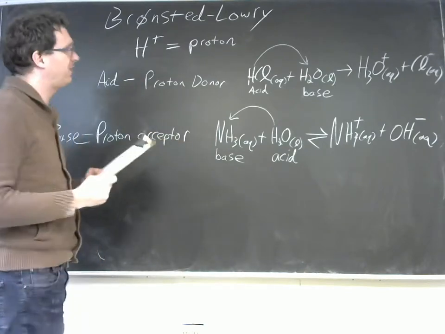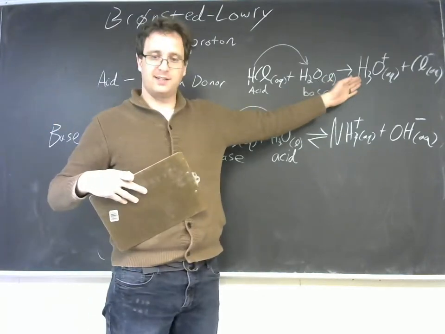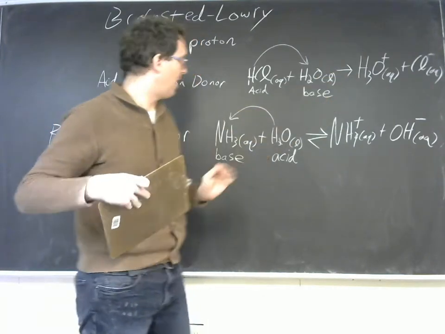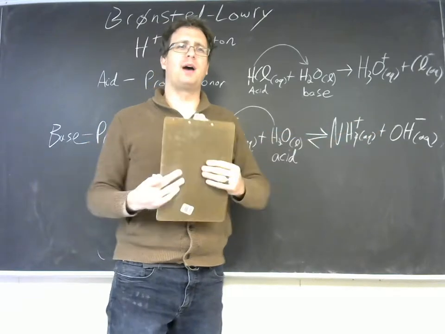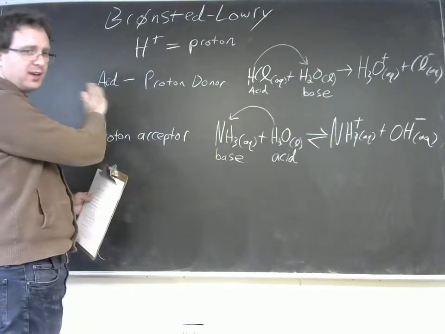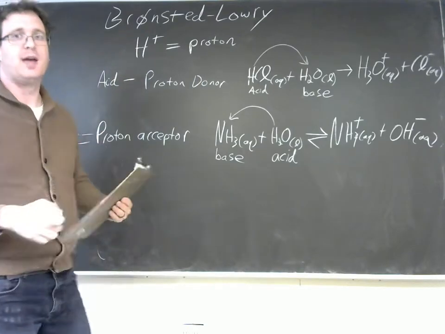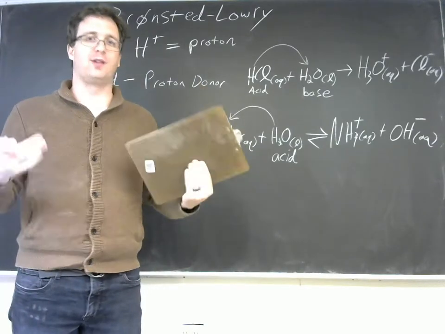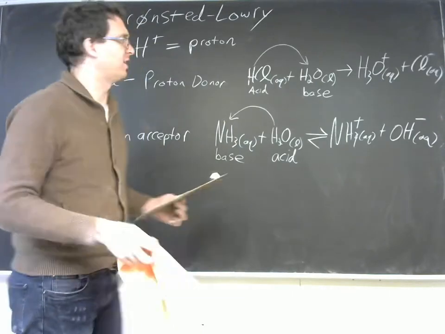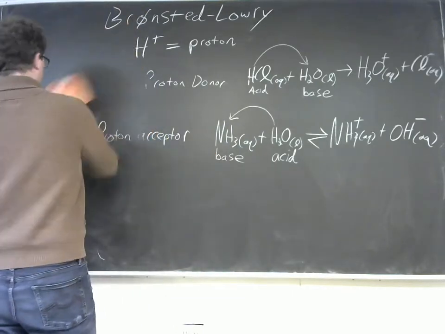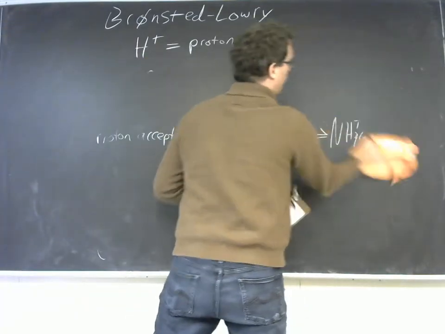This definition sort of matches what we said earlier. The acid did indeed produce H3O+, and the base did indeed produce OH-. But this definition of acid as a proton donor and base as a proton acceptor is more versatile and more general than just talking about hydronium and hydroxide. For example, what if I react hydrochloric acid with ammonia?